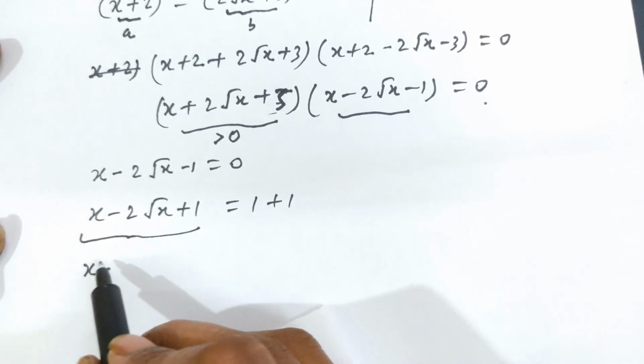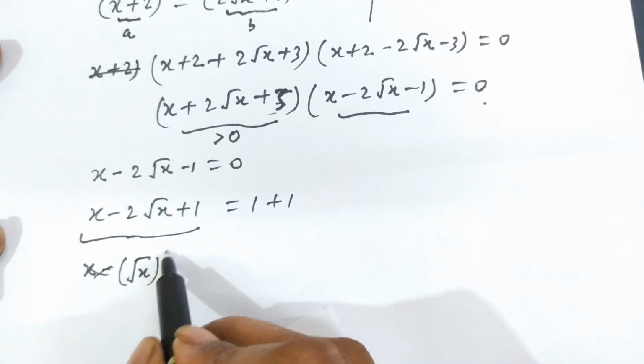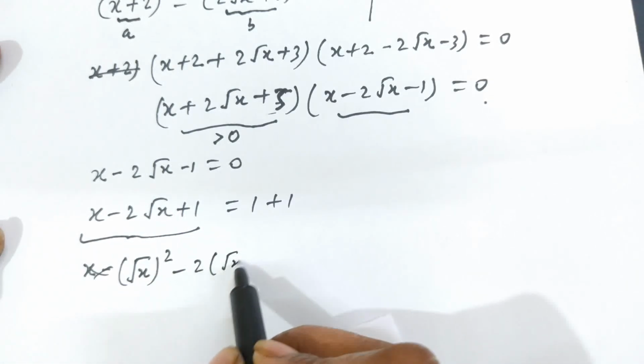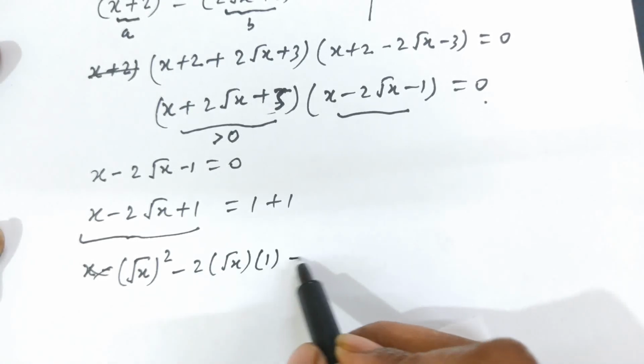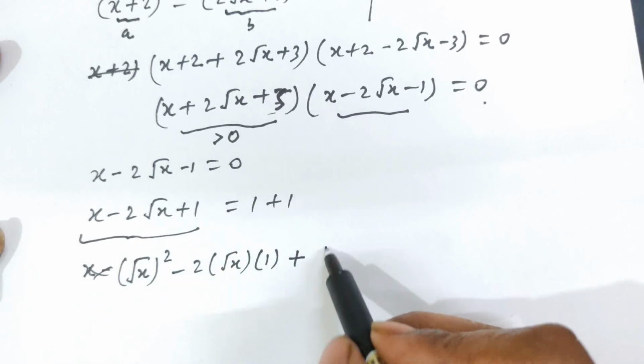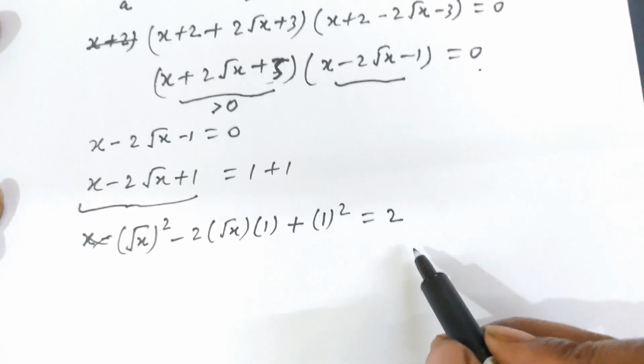This x is the same as square root of x square minus 2 times square root of x, and if multiplied by 1 here, then the expression is not changed, and plus this 1 is the same as 1 square, and this is equal to 1 plus 1, that is 2 on the right hand side.